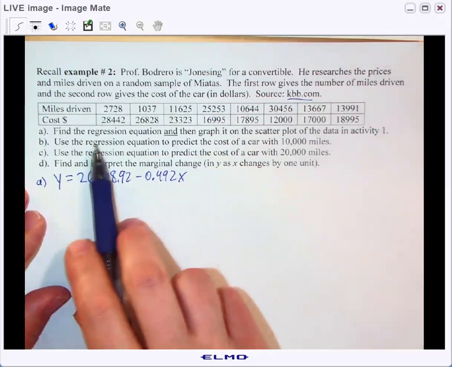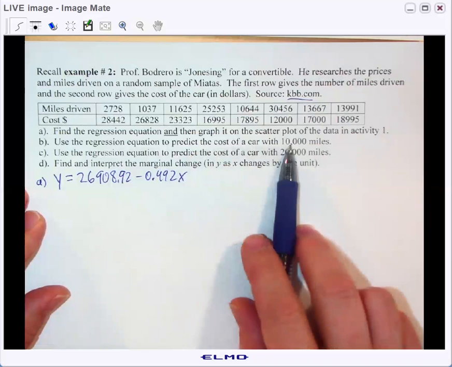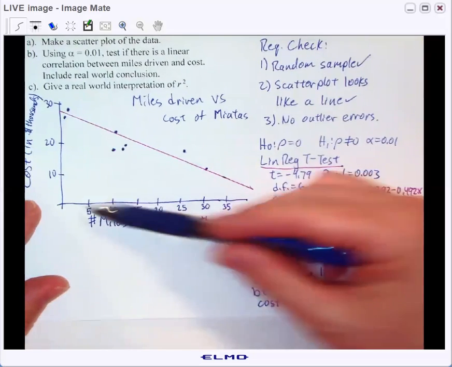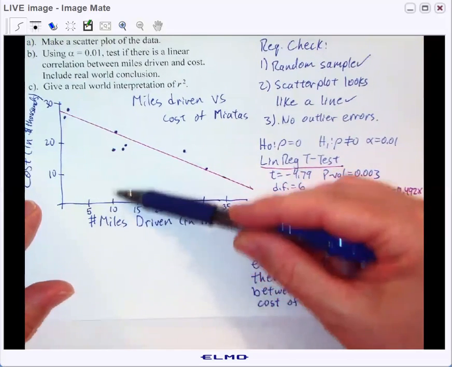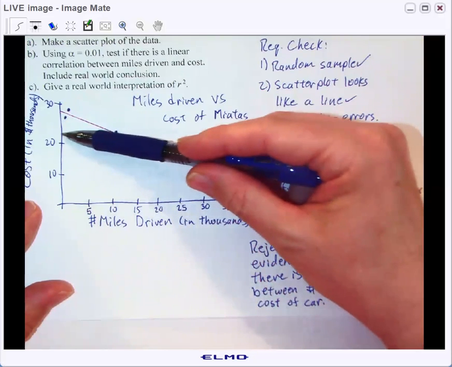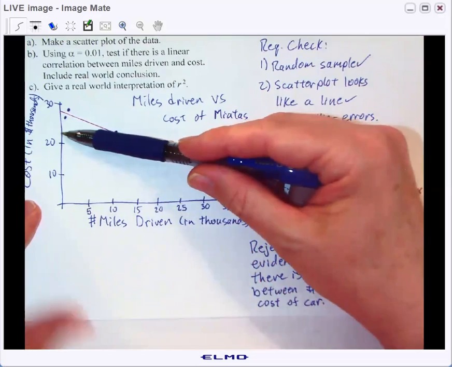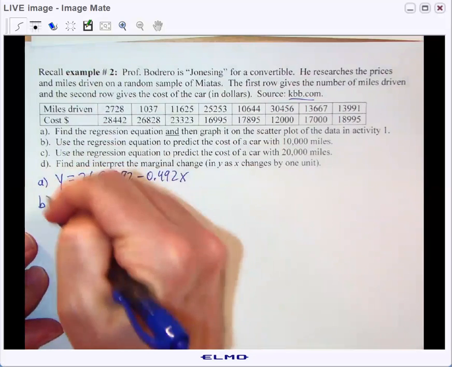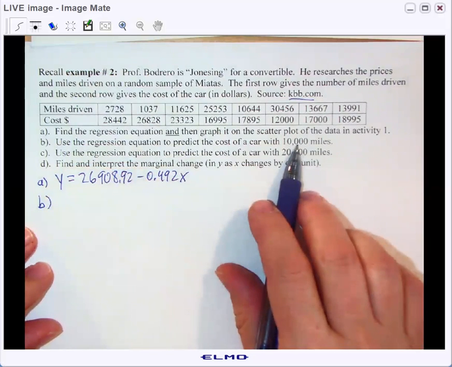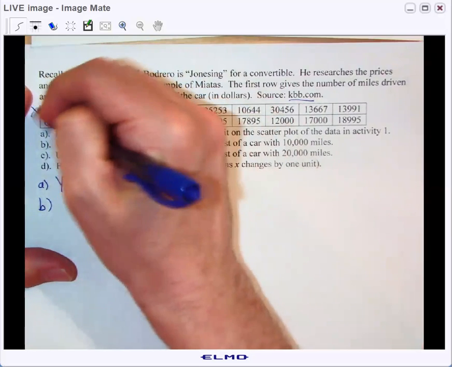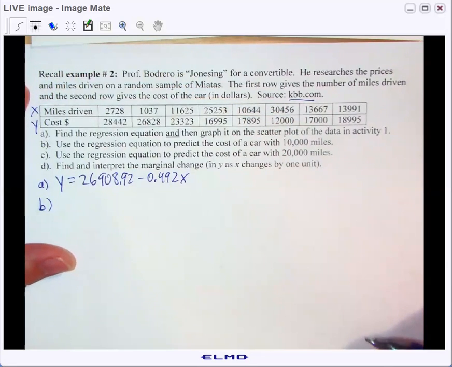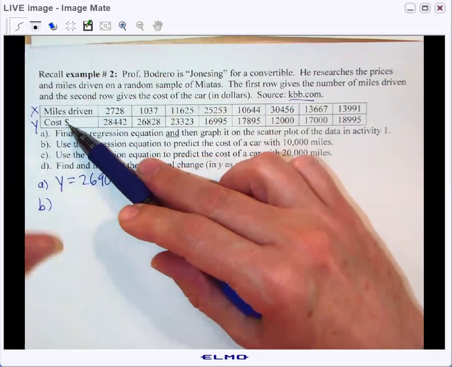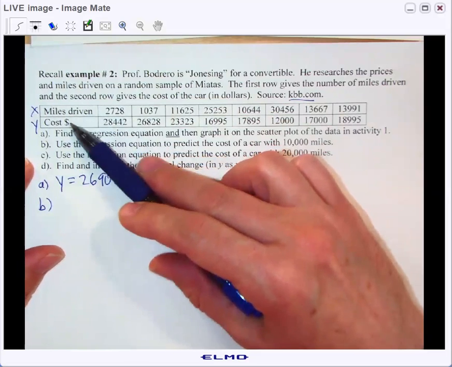So what we're going to do is use the regression equation to predict the cost of a car with 10,000 miles. So let's go back and get a visual of what's going on here. We're going to go to 10,000 miles, come up here and predict that, I'm not sure exactly, but it looks like it might be around $22,000 or $23,000. Well, to find out what it is exactly, we're just going to put 10,000 in for x, because remember that x was miles driven and y was cost, the independent variable and the dependent variable. The cost makes more sense to depend on the miles driven than the miles driven on the cost.